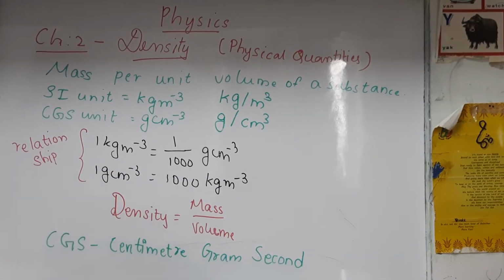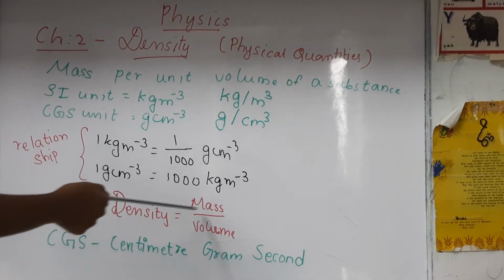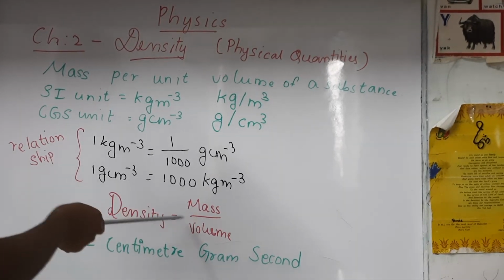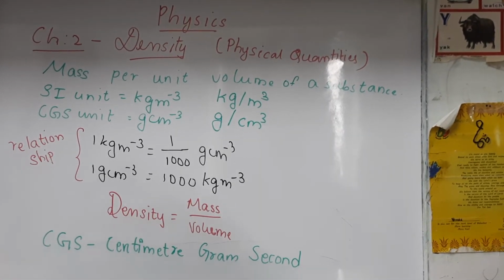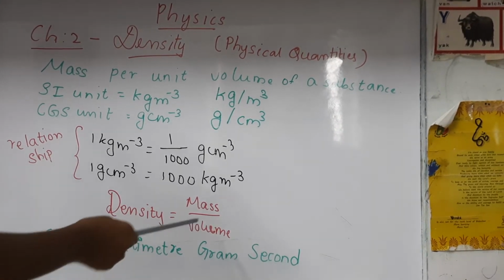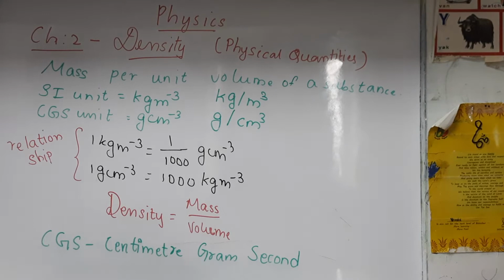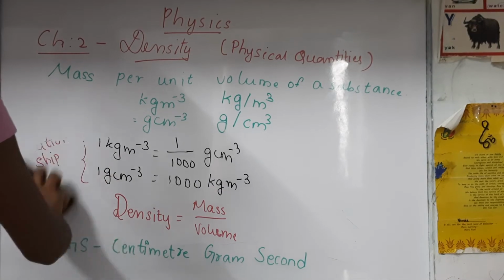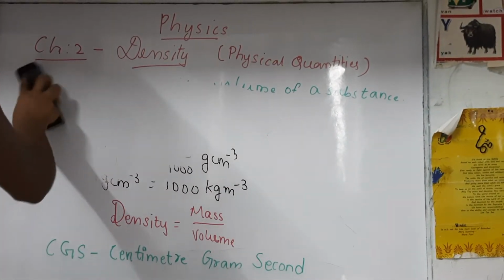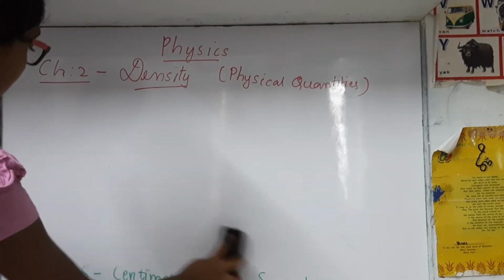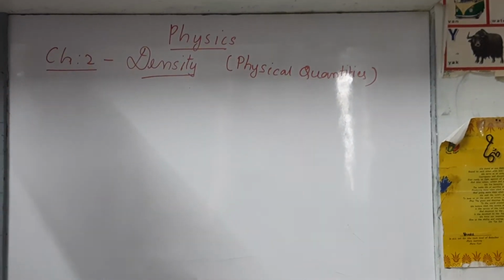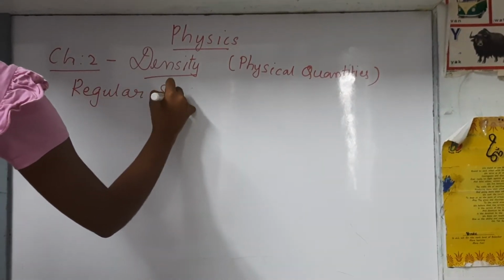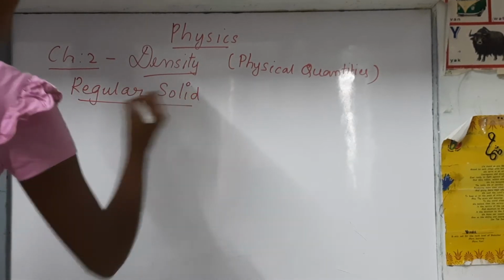And we have to know the formula for density. Density is the mass of the substance divided by the volume of the substance. When we are given the mass and the volume, we divide the mass by the volume. Now let us see how to determine the density of regular substances or regular solids. In our day-to-day life, we have many regular solids. So we are going to start with how to determine the density of regular solids.